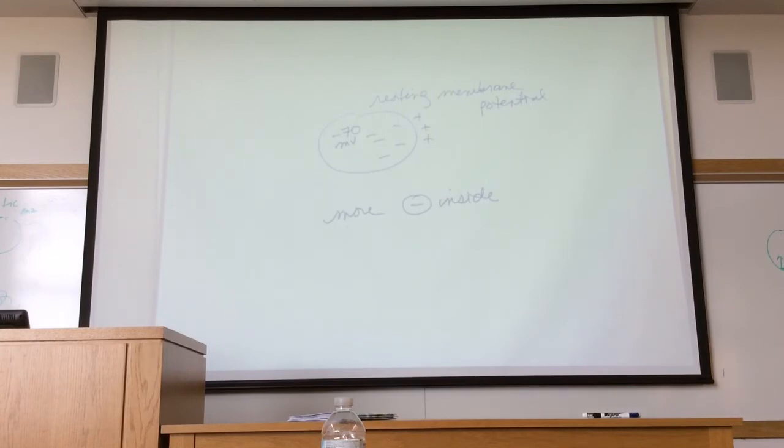And when you talk about ions moving in or out of the cell, you've got to worry about their concentration gradient and the charge gradient. That's called the electrochemical gradient. And you need to think about that when ions move across.